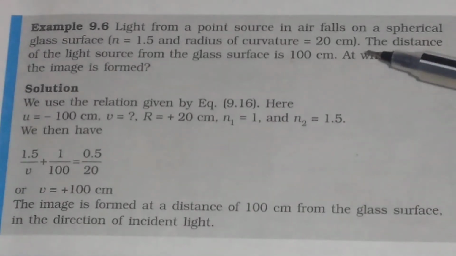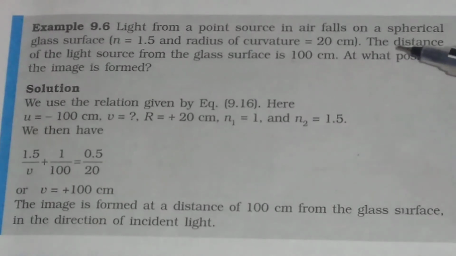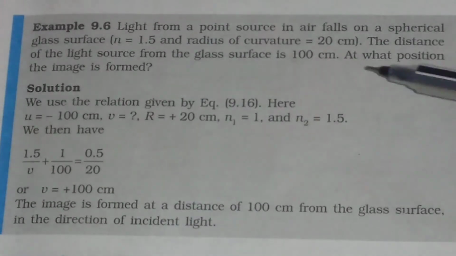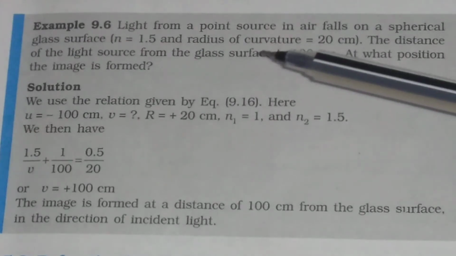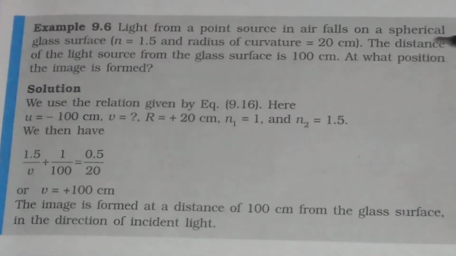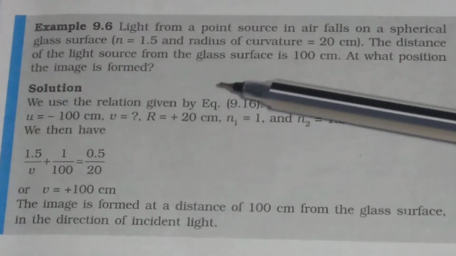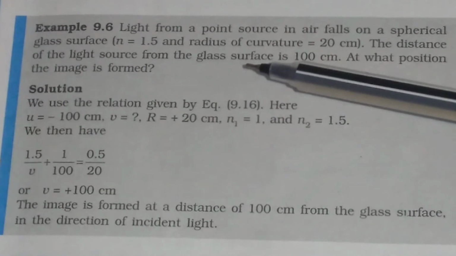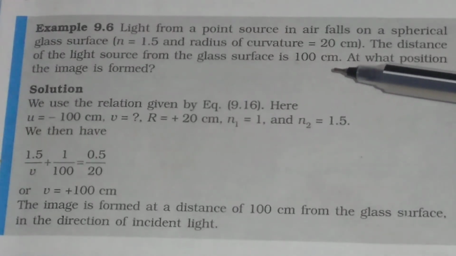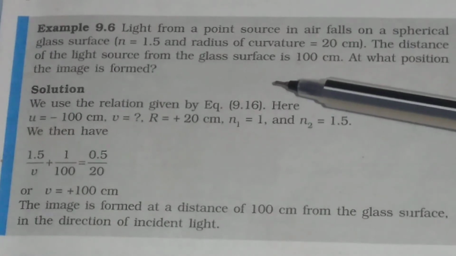Now let us work out this problem. Light from a point source in air falls on a spherical glass surface whose refractive index is 1.5 and radius of curvature is 20 centimeter. The distance of the light source from the glass surface is 100 centimeter. At what position is the image formed?